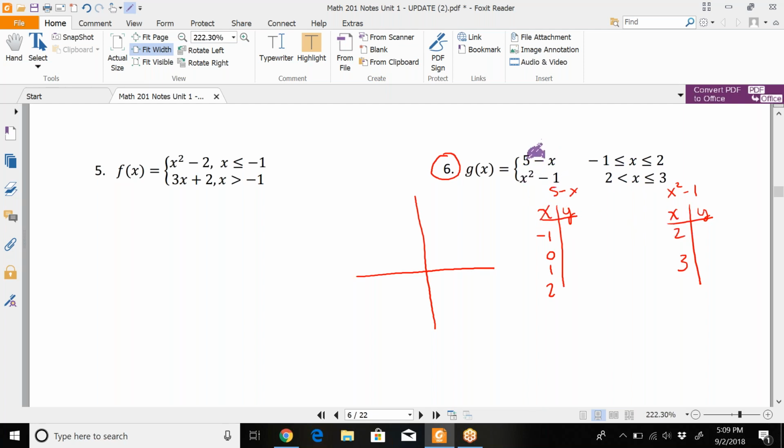So if we plug in -1 here, that'd be 5 minus a -1. So that's actually 5 plus 1, so that's 6. 5 minus 0 is 5. 5 minus 1 is 4. And 5 minus 2 is 3. So we can plot those points.